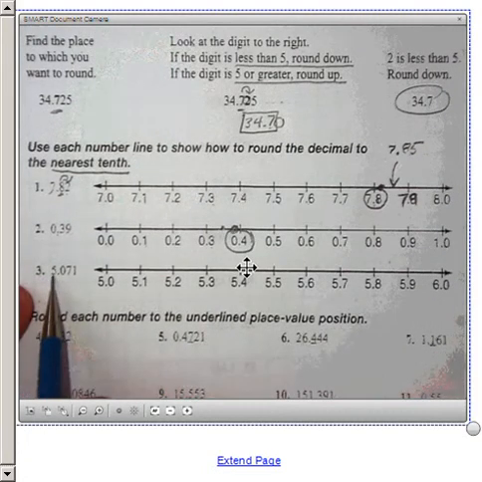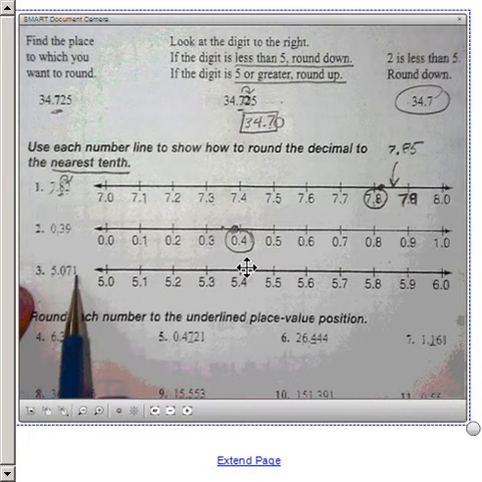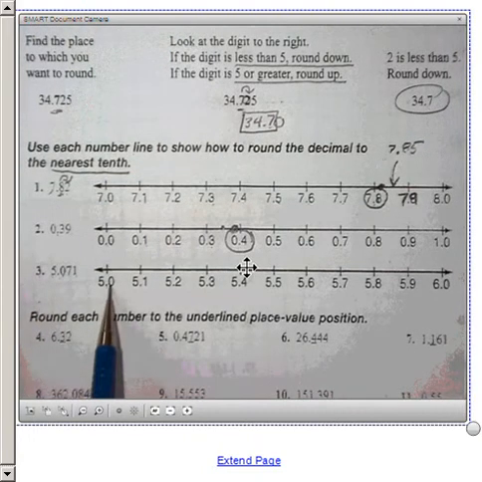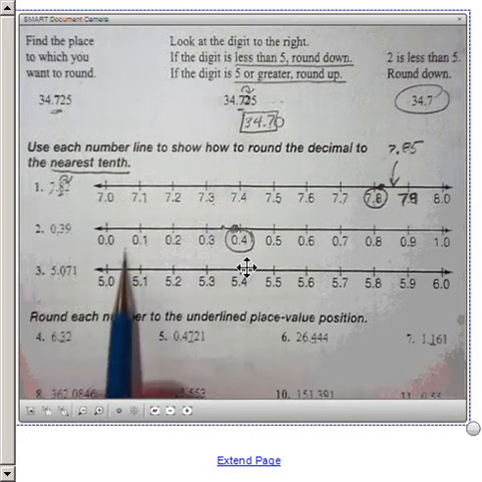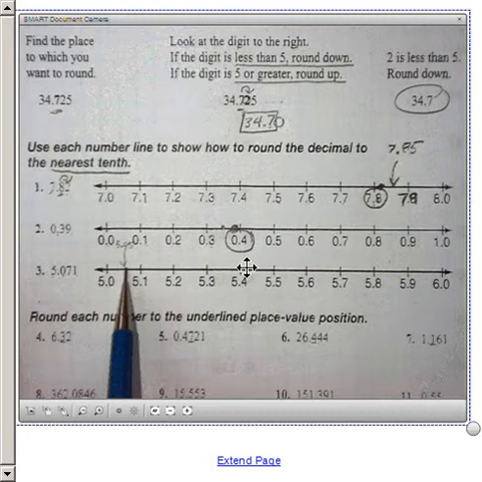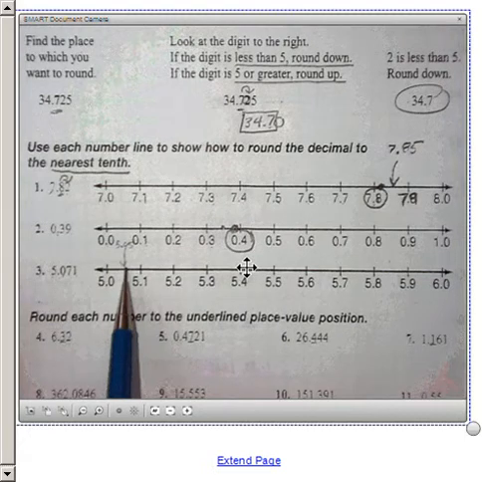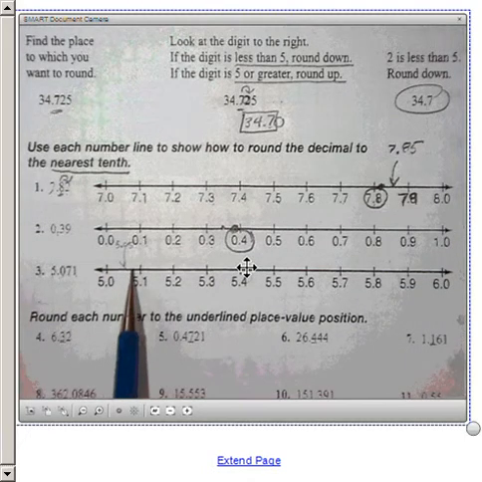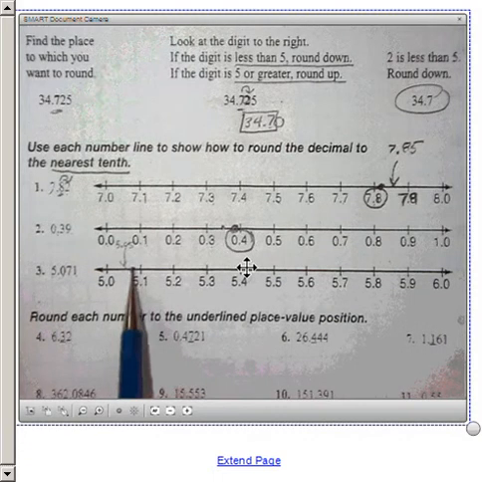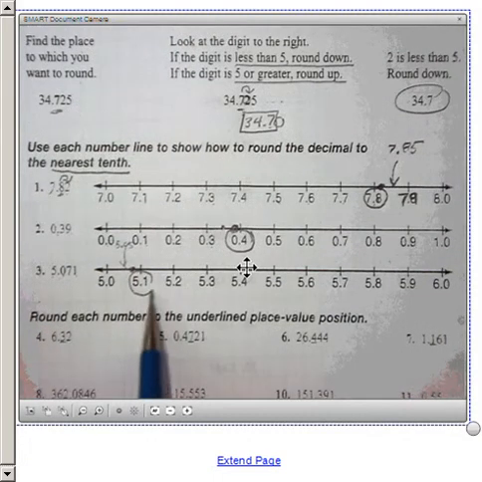Our next number line, we've got 5.071. Here's 5.0. Remember, halfway here is going to be 5.05. Is it going to be past 5.05? Yeah, it's going to be past 5.05. So it'll put it right in this area here, which means it'll be 5.1.